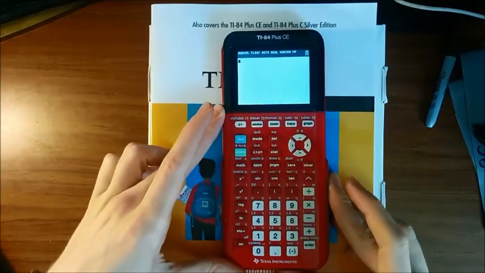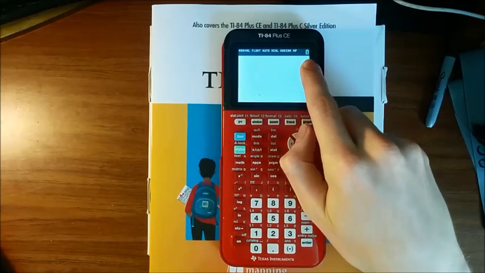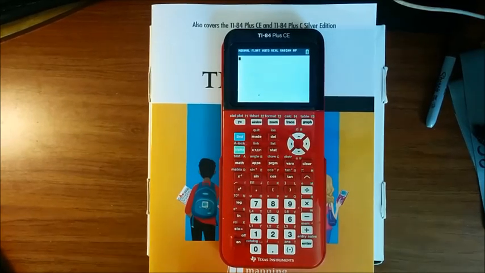In addition, on the front of the calculator in the status area, there's a small battery icon that shows the amount of charge currently in the calculator's battery. If it gets low, you'll receive a warning message indicating that you need to charge your calculator.